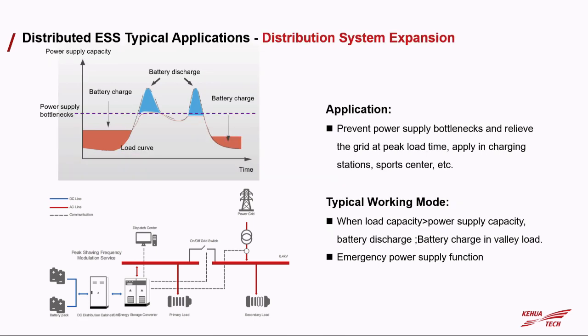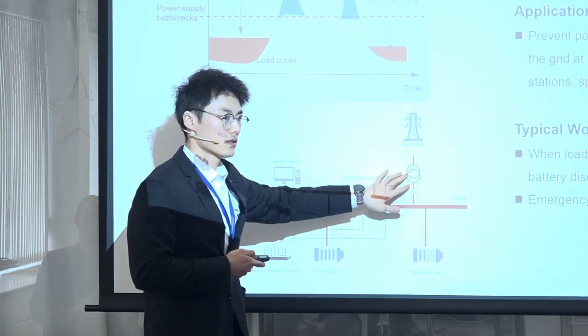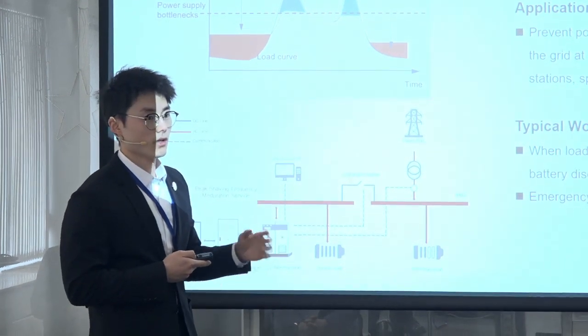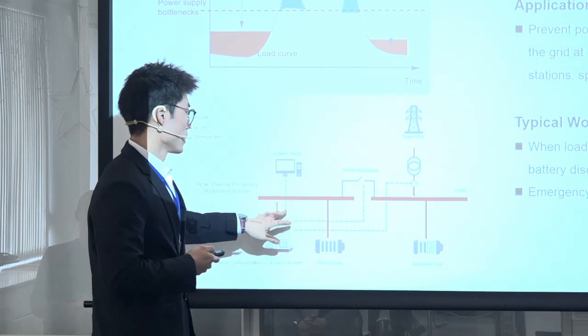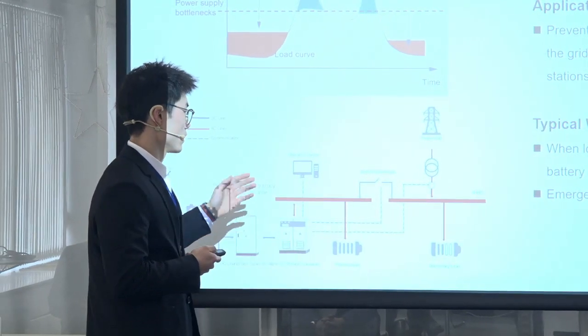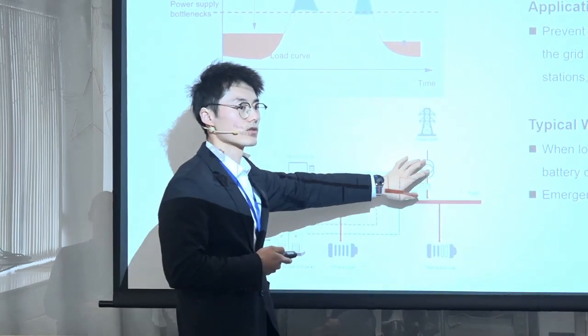And the third is the distribution system expansion. As you can see, there is a transformer between the low voltage electrical system and the main grid. Normally the transformer capacity is fixed before the first construction. So if your load is bigger than the transformer capacity, you cannot get more energy from the grid because it's limited by the transformer.